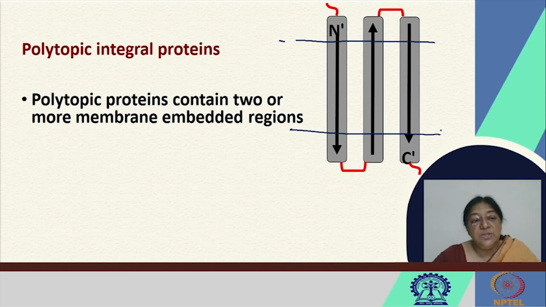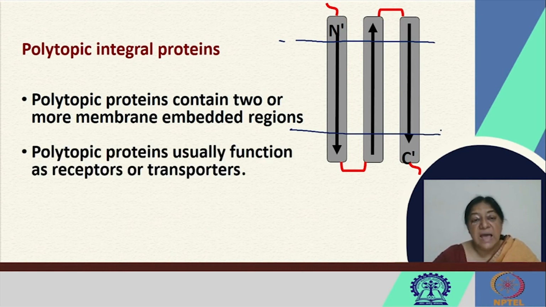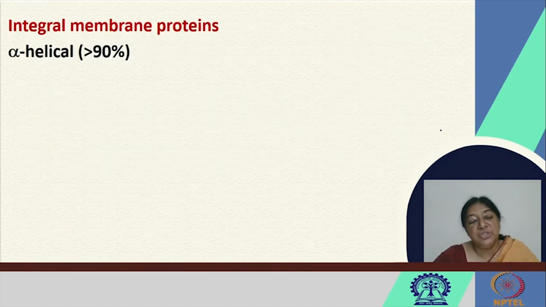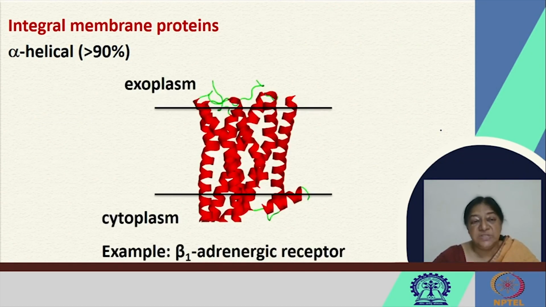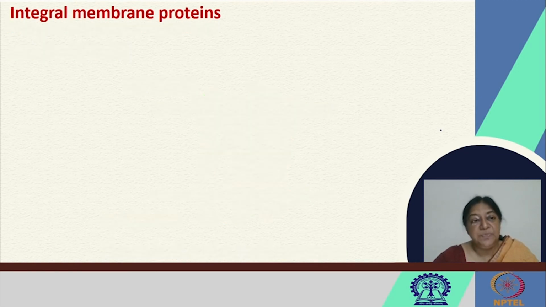So they contain two or more membrane embedded regions, and they usually function as receptors or transporters, and the functionality we see is dependent upon the structure of the protein. If we look at the integral membrane proteins, which have over 90% alpha helical structure, an example is the adrenergic receptor that acts as an integral membrane protein.